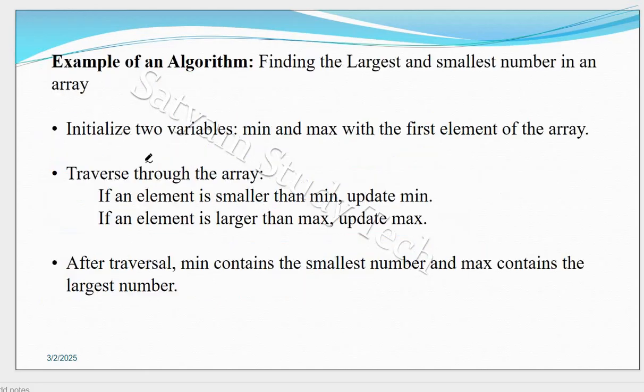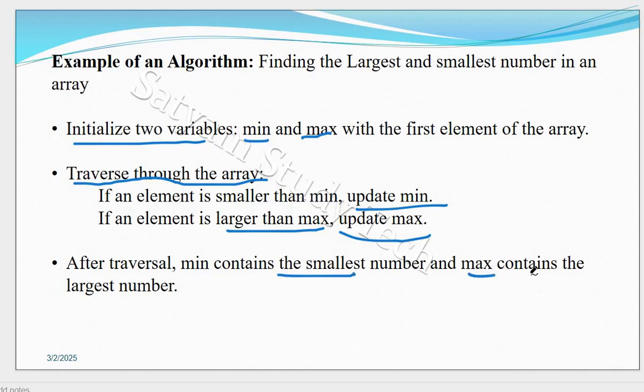For example, here you can see an example of an algorithm: find the largest and smallest number in an array. Initialize two variables, the minimum and the maximum, with the first element of the array. You can see we have already discussed this example. Now traverse through the array. If an element is smaller than min, update the min. If an element is larger than max, update the max. After traversal, min contains the smallest number and max contains the largest number. So this is the algorithm.